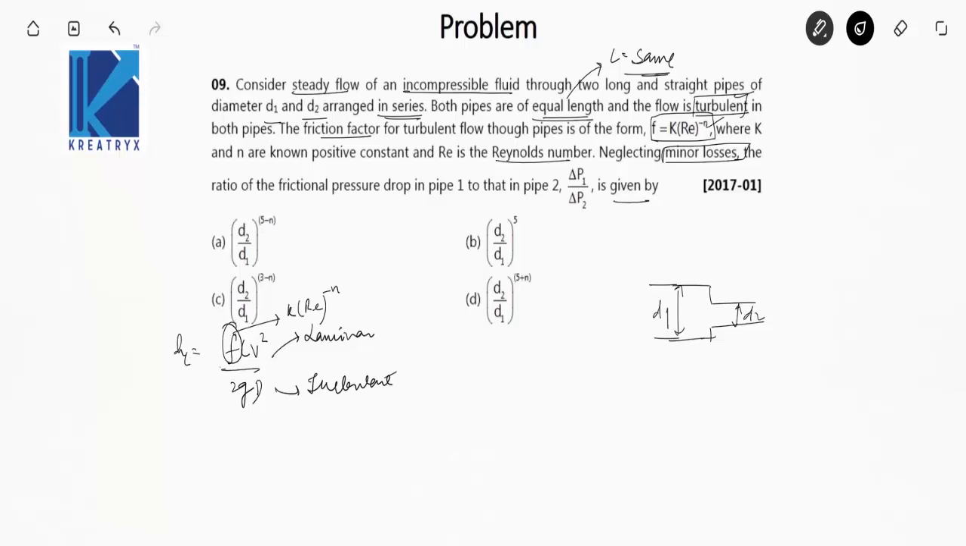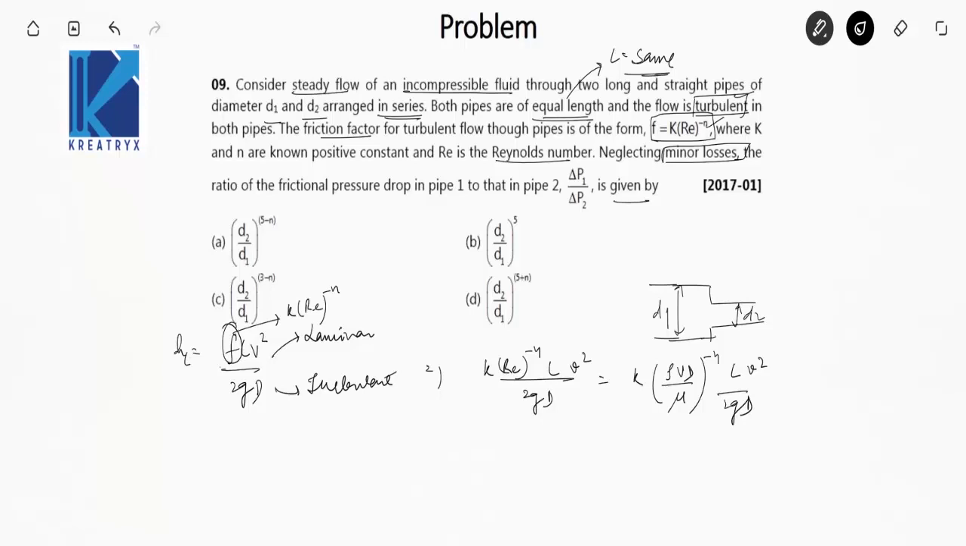So let's substitute the relation, that is K Reynolds number raised to power minus n, L V square by 2gD. K Reynolds number is rho Vd by mu raised to power minus n, L V square by 2gD. The rest is the calculation part, but many students will commit errors while solving this question. This is a pretty simple question, but what makes it tough is its calculation portion.